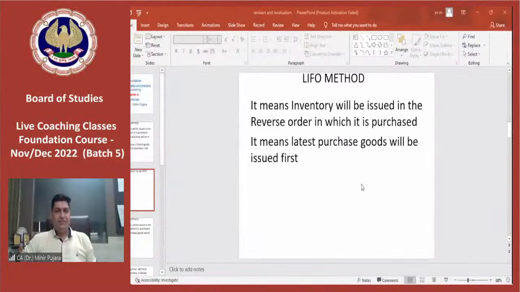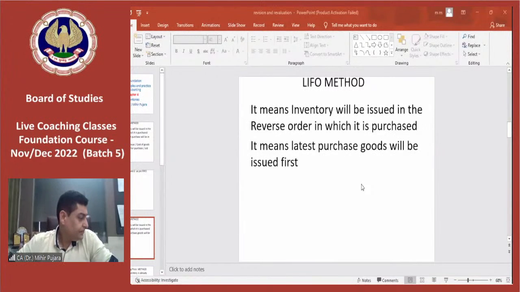LIFO method. Now, it means inventory will be issued in the reverse order in which it is purchased. It means latest purchase goods will be issued first. Simple, guys. Latest purchase goods will be issued first.